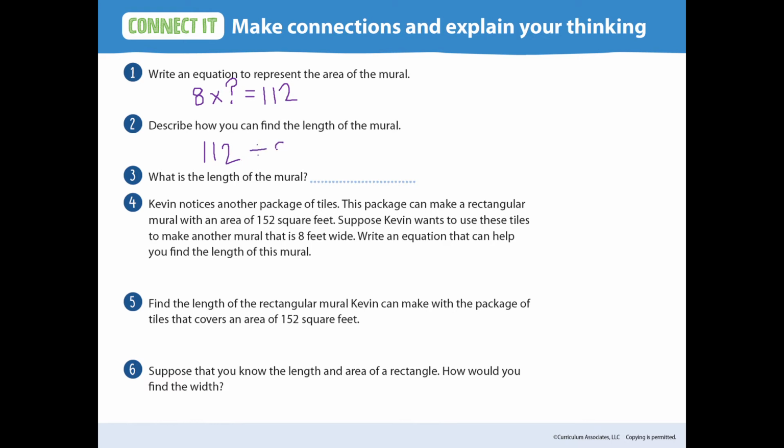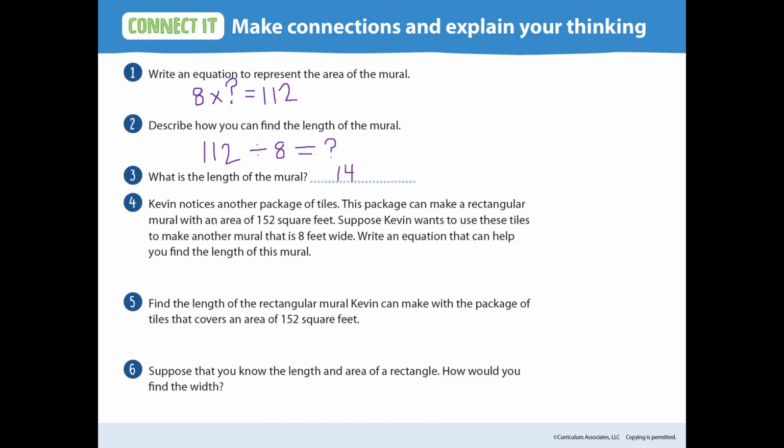divided by 8 is going to tell us this number, the number that we don't know. So when we divide that, 112 divided by 8, what we get is 14. So the length of the mural is 14 feet. And if you're not quite sure how to divide, but you're pretty steady on your multiplication right now, don't worry, we're going to get to dividing later this year and get that solid. But if you want to just go through your 8 multiplication facts, or you can keep adding 8 until you get to 112, that would work too.